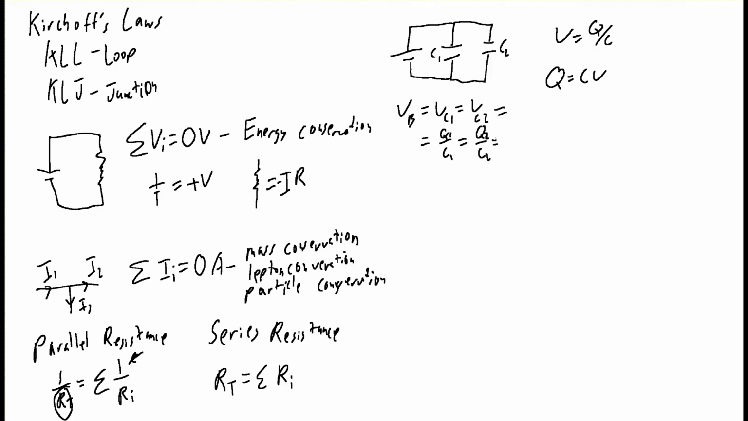What am I missing here? These V's are correct. Why am I having problems thinking through this? I'll bet it has something to do with the current here. QT on CT, and so we end up with I1 plus I2 is equal to I total.